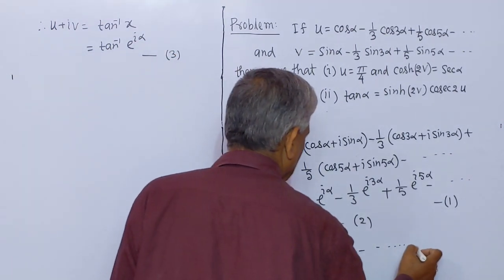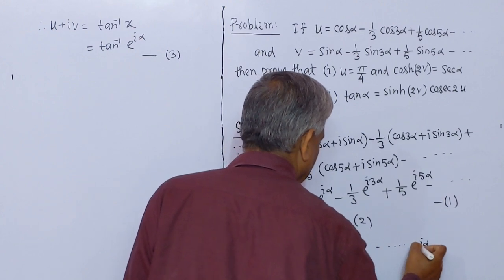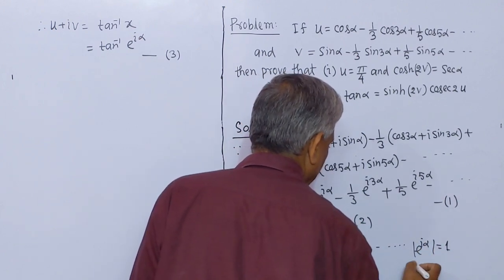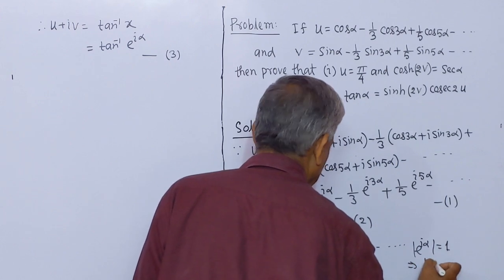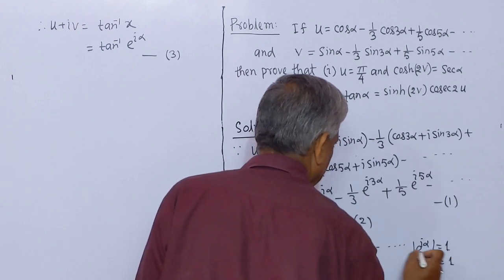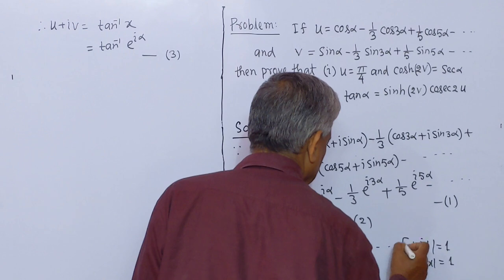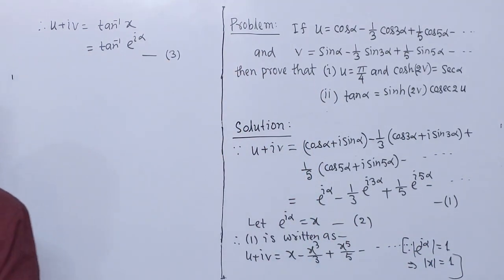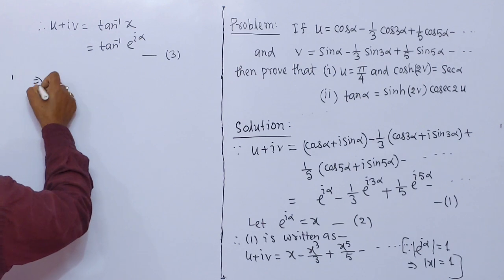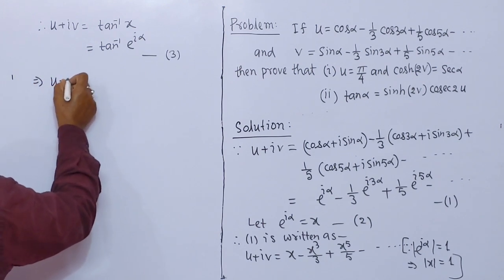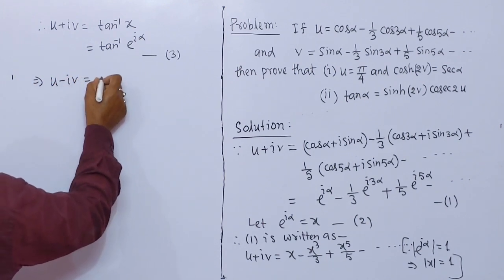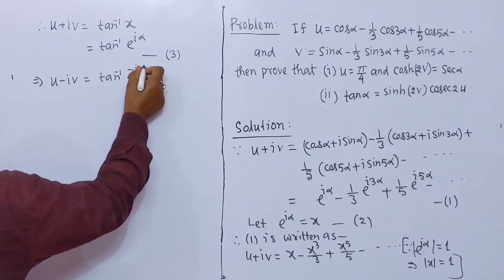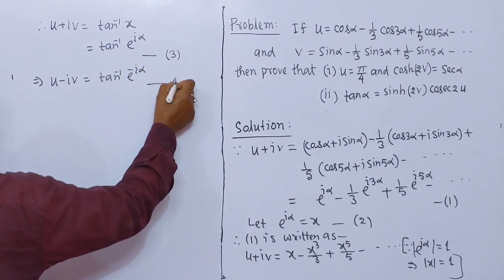Since modulus of e to the power i alpha equal to 1 implies that modulus of x equal to 1. Since this is a Gregory series, it implies that we take the conjugate: u minus iv equal to tan inverse e to the power minus i alpha. This is number 4.